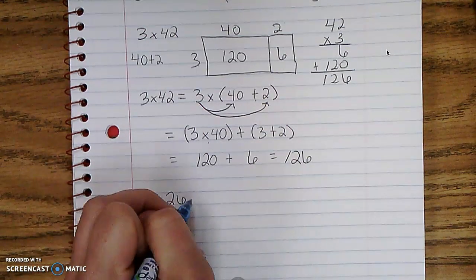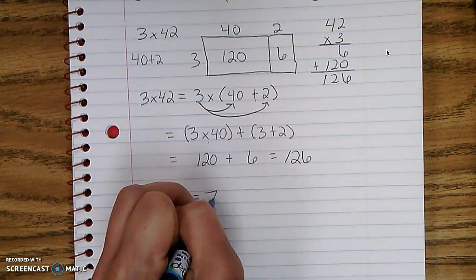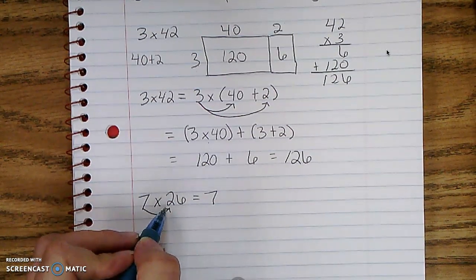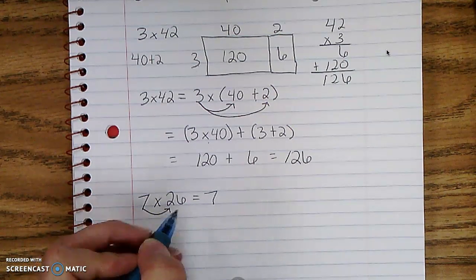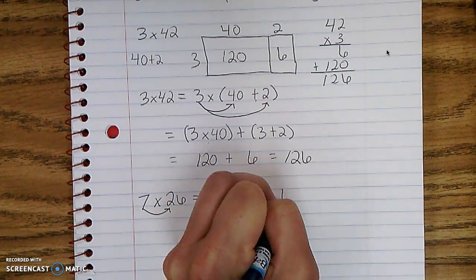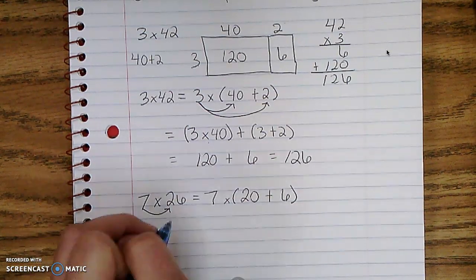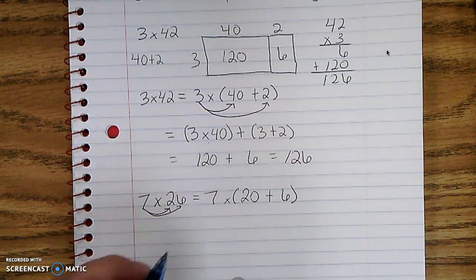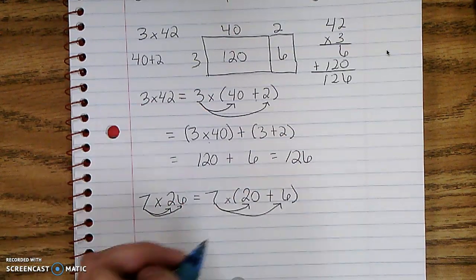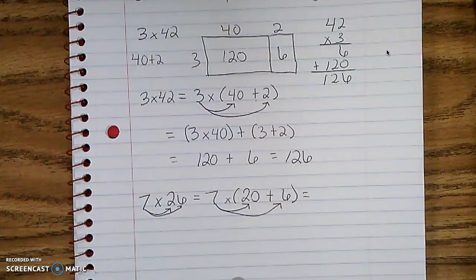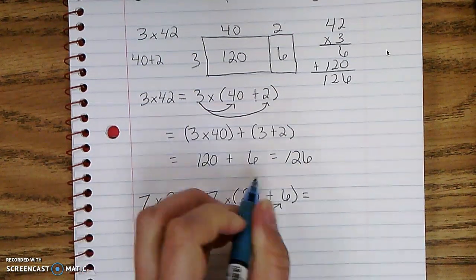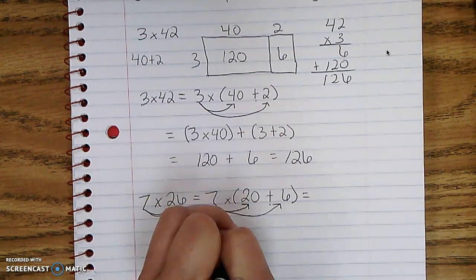So first thing I'm going to do is I'm going to distribute this 7 to the 2, which isn't actually a 2 because it's in the tens place. So that would make it a 20. And then we have the 6 there. So we're going to break apart that 26 into a 20 and a 6. And now we are going to distribute that 7 to the 20 and distribute that 7 to the 6 by saying 7 times 20 plus, because the plus is there, 7 times 6.